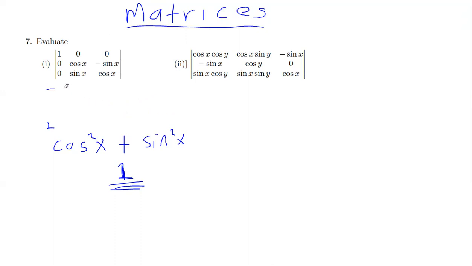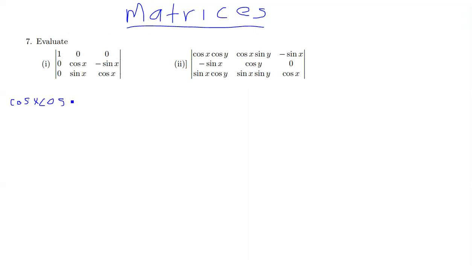Okay, let me just erase this. So for this one, you just have to be careful when multiplying. So for the determinant of the second part here, you first write your first number there. In this case, we have cos x, cos y. So I'm going to write my cos x, cos y there. Then I'll open the brackets. Find the minor of cos x, cos y. The minor will be this part here.